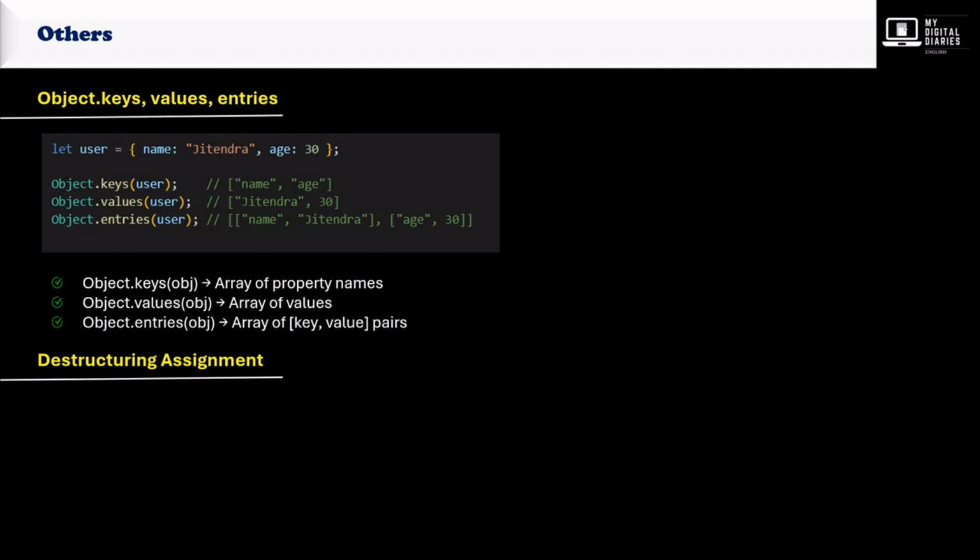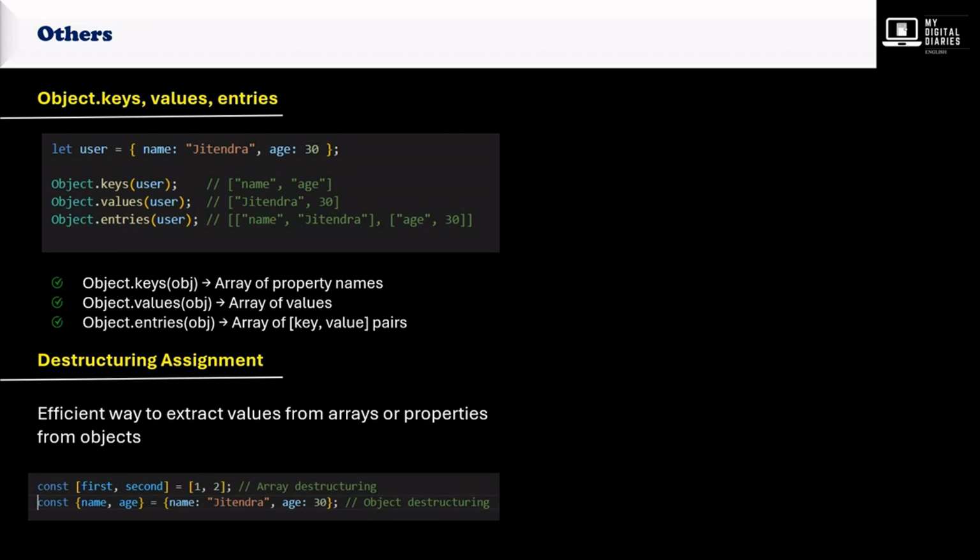The next one is the destructuring assignment. This is a very efficient way to extract values from an array or properties from an object. We can do both array and object destructuring. This makes our code shorter and easier to read, especially when dealing with large data structures.